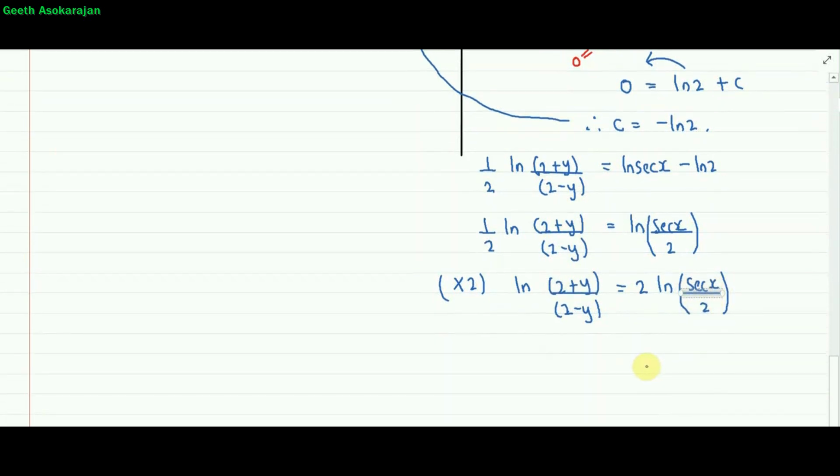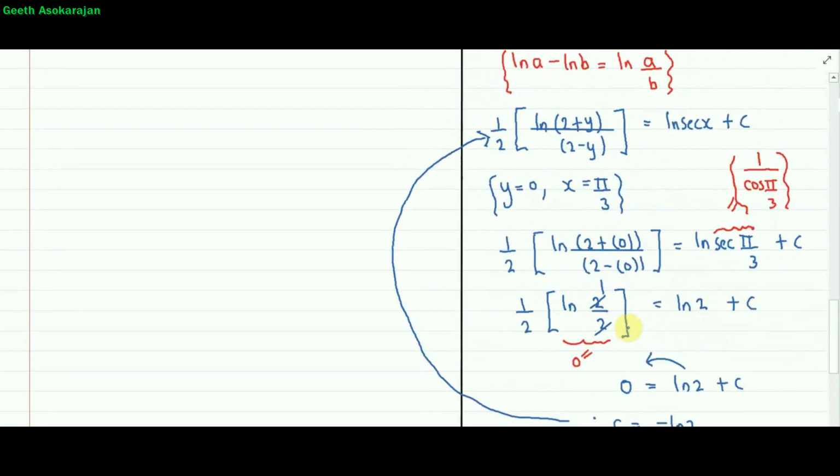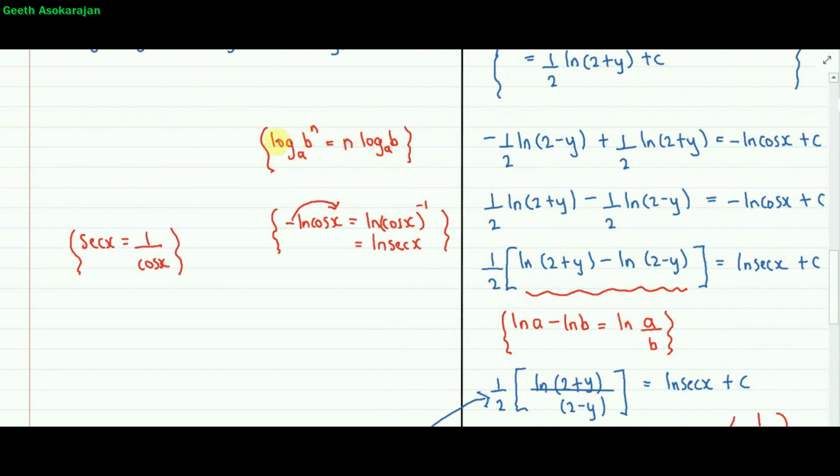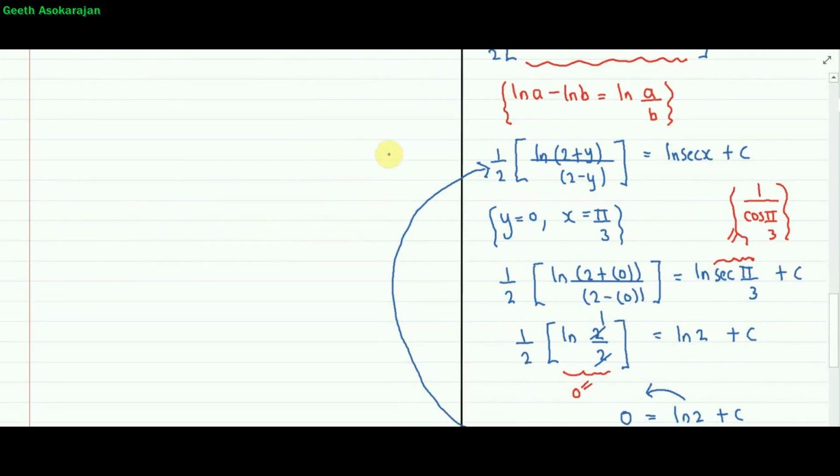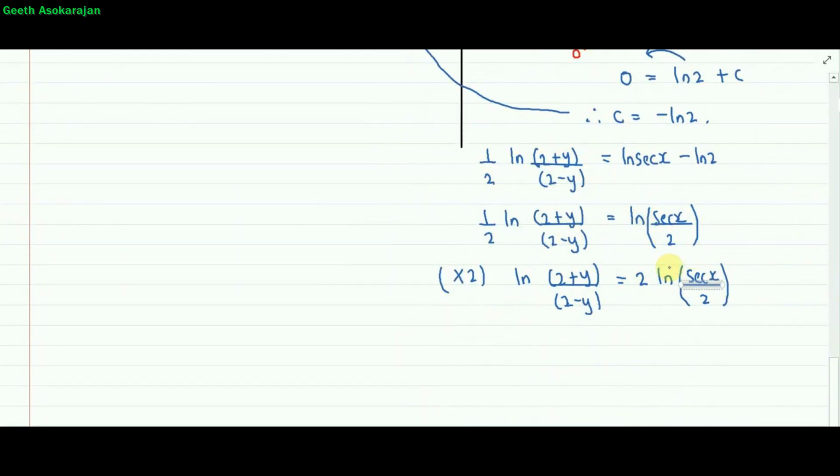Further to that, we can use this law of logarithms here: the fact that log of b to the power n to the base of a is the same as n log b to the base of a. We can use that law to make this 2 a power of this term here. So as a result of that law, we'll have ln of 2 plus y over 2 minus y on the left hand side, and ln of sec x divided by 2, to the power 2, on the right hand side.